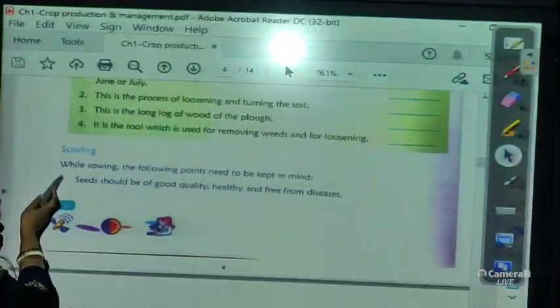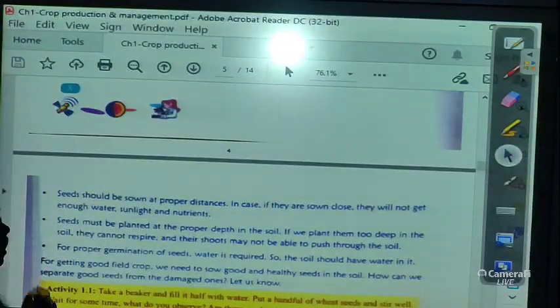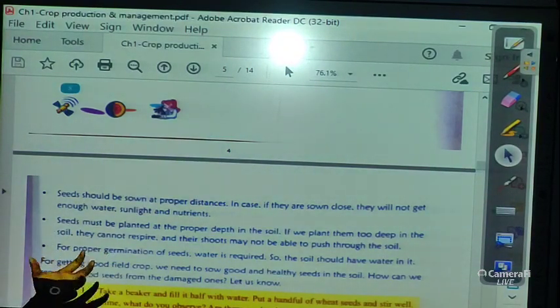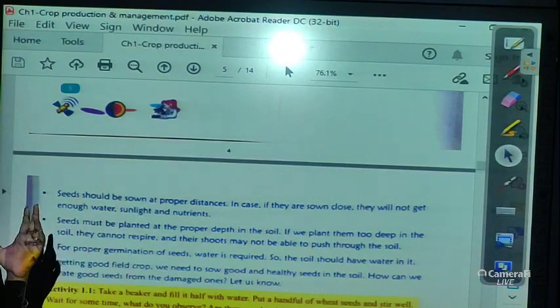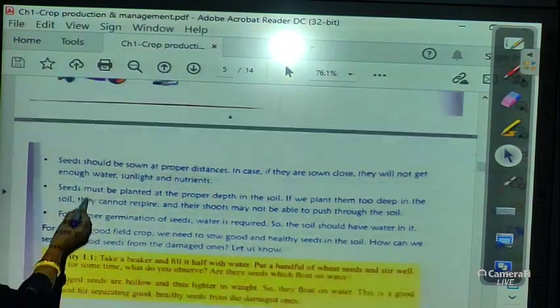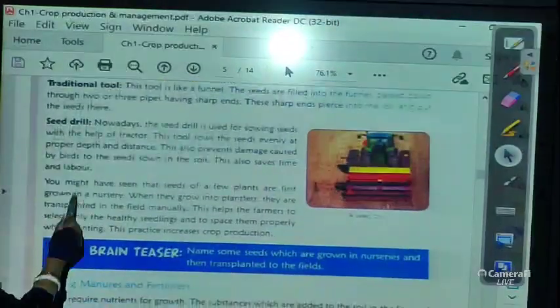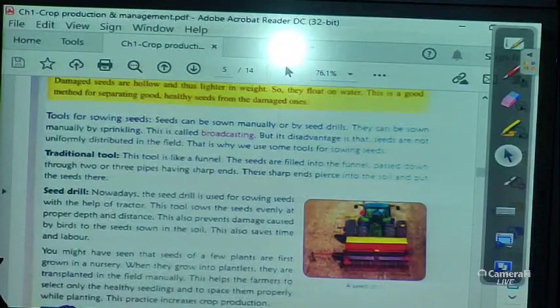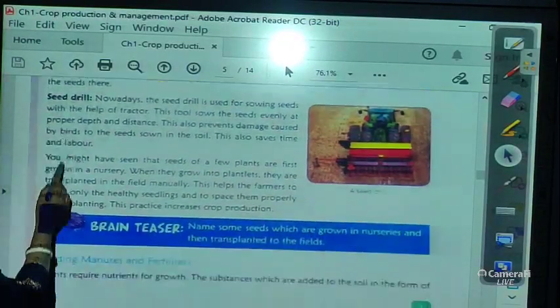After that we learned about sowing, how we sow the seed, which is a very important and necessary part of agriculture, because if we do not sow the seed properly, it will not grow properly. Either it will have stunted growth, or it will not get the sunlight and the nutrients it requires. After that we learned about the traditional tools by which we can sow seeds, like seed drills.